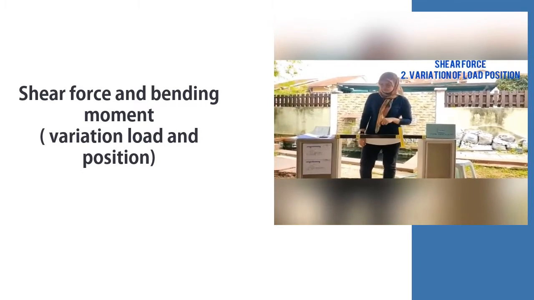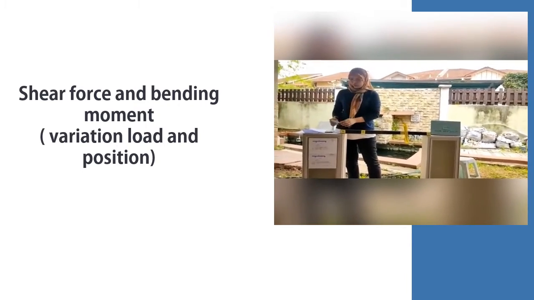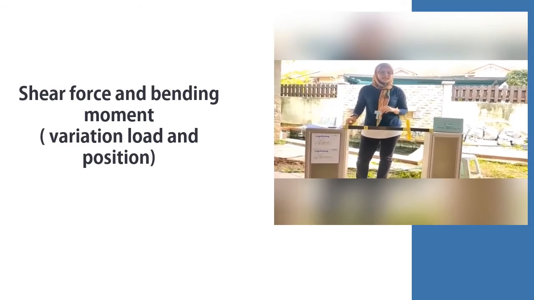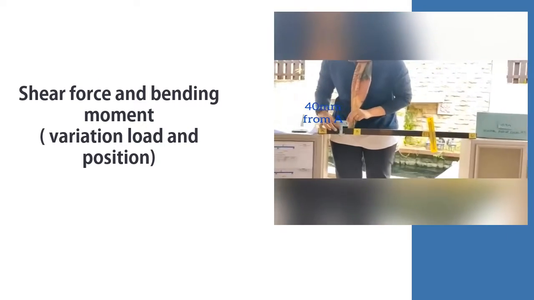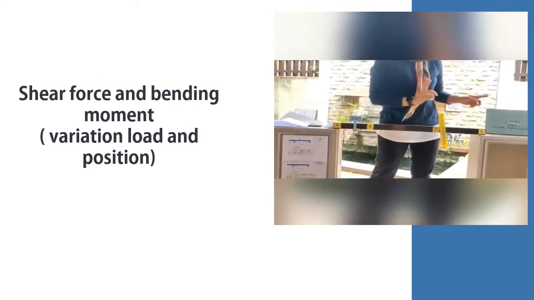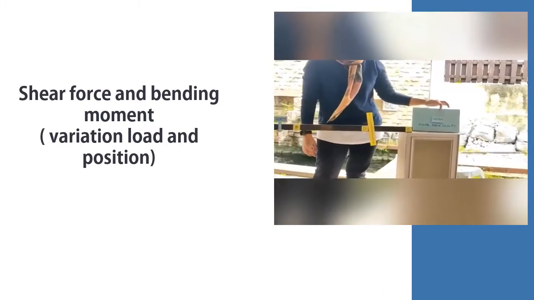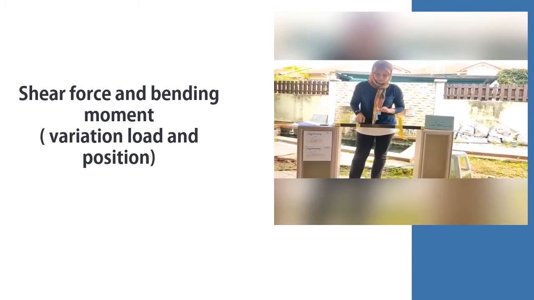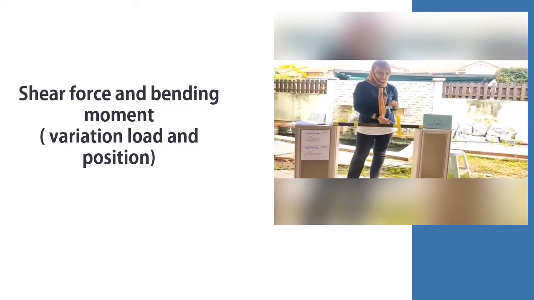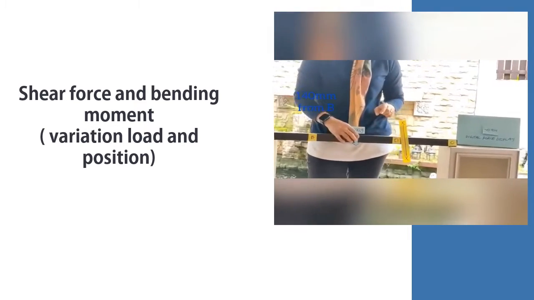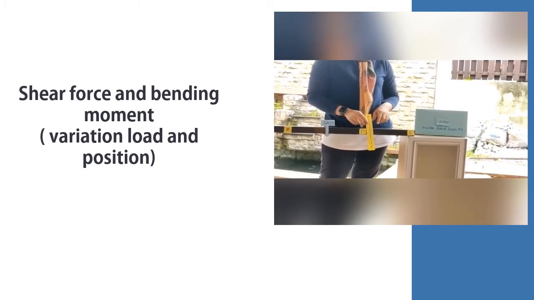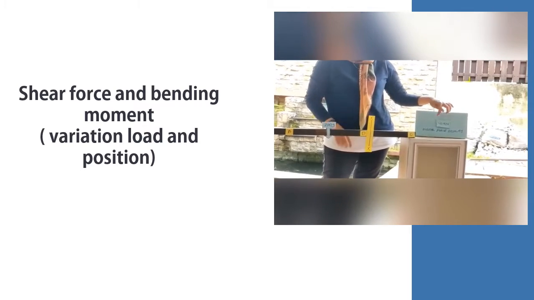Now I would like to present the shear force variation at cut section XX due to variation of load position. We hang the 200 gram mass between point A and B here, and we read the value at the digital force display. Secondly, we put the 200 gram mass between point B and D here, and we read the shear force at section XX at the digital force display.